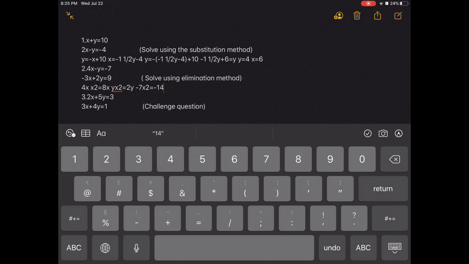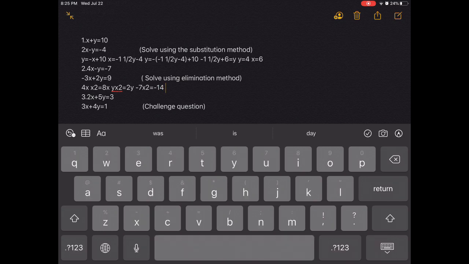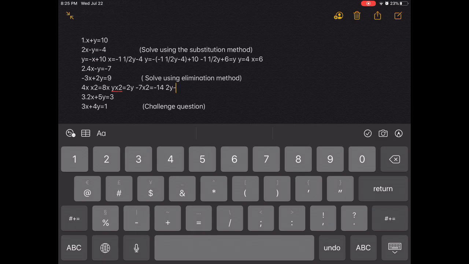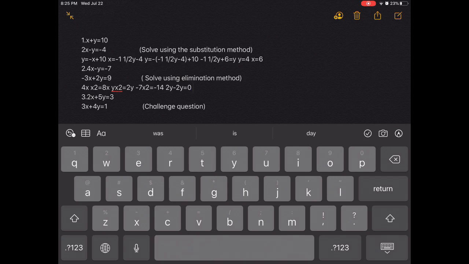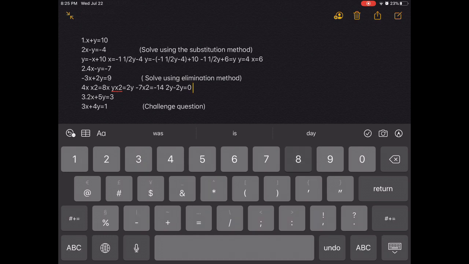Sorry if the quality's bad. I'm sorry. So after that, you have to actually do the elimination part. So you do 2y minus 2y, which is 0, obviously, because they cancel each other out. If I don't speak clearly, or I mess up in my speech, I'm sorry, okay? That happens a lot.